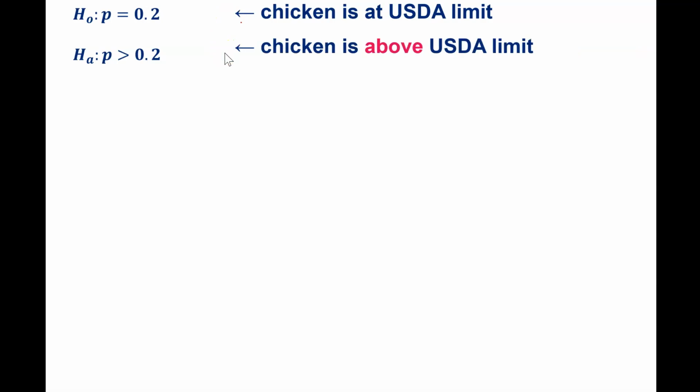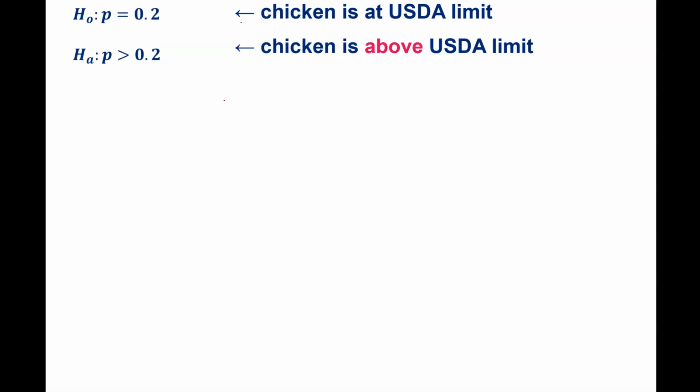So for the null hypothesis, we would say that proportion P is equal to 0.2, and that the alternative hypothesis is that P is greater than 0.2. And P equals 0.2 means that the chicken is at the USDA limit. P is greater than 0.2 means that the chicken is above the USDA limit.